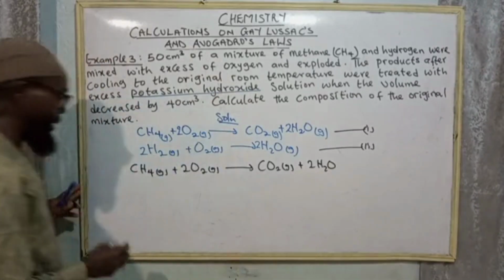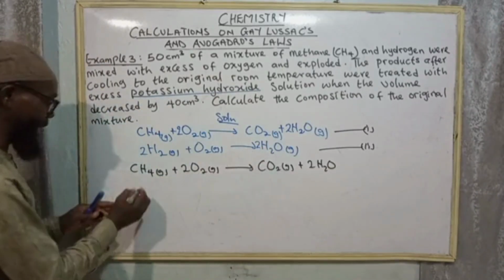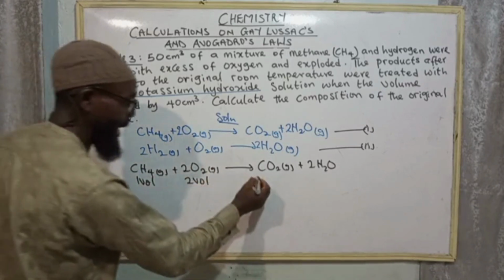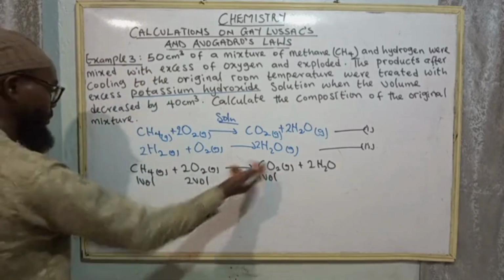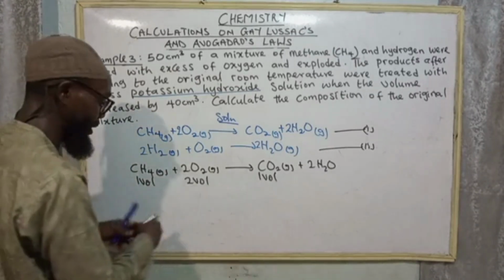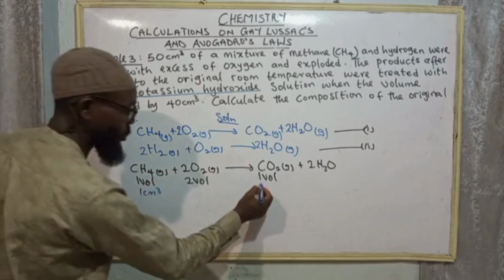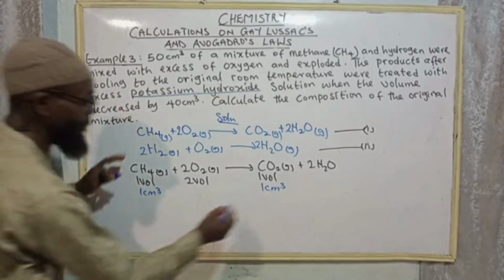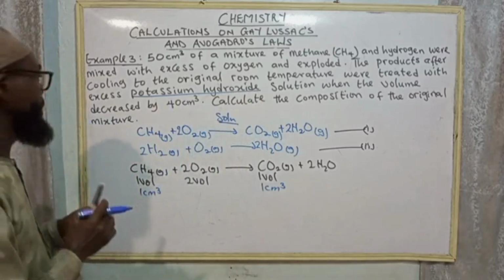That is, methane exploded with oxygen to give carbon dioxide. Now initially we have 1 volume of this, 2 volume of this, and 1 volume of this. So since carbon dioxide was produced from this methane, 1 volume of this gives 1 volume of this. Which means 1 centimeter cube of methane will also produce 1 centimeter cube of carbon dioxide. And here, we have 40 centimeter cube of carbon dioxide absorbed.